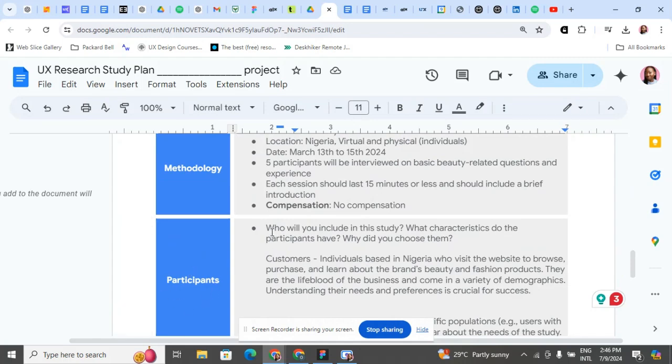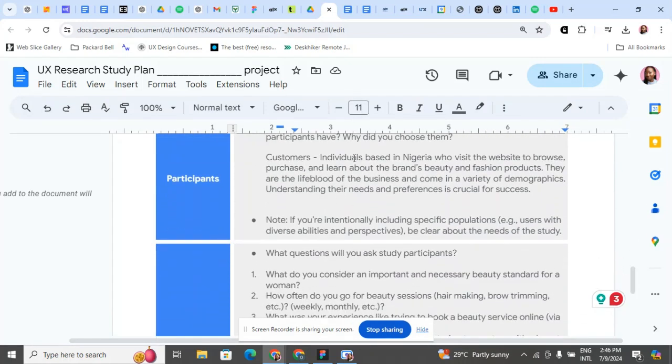So now we go on to the type of participants that we want for this primary research. We're very specific about what we wanted. We wanted people based in Nigeria because this is a Nigerian-based brand, and we wanted people that have access to the internet. These people usually purchase products and services, especially beauty and fashion products and services. And we were specific about this because these individuals are the lifeblood of the type of brand that we're working with.